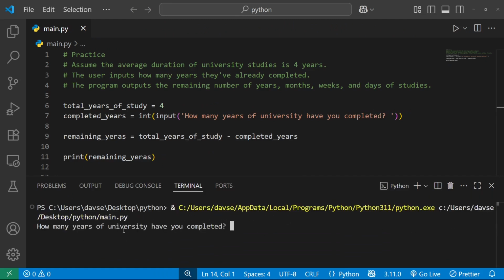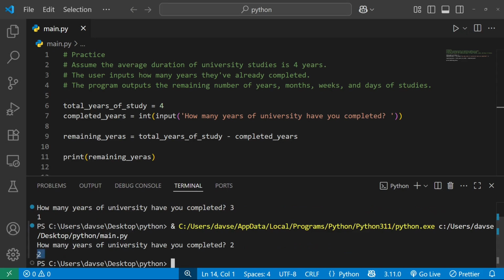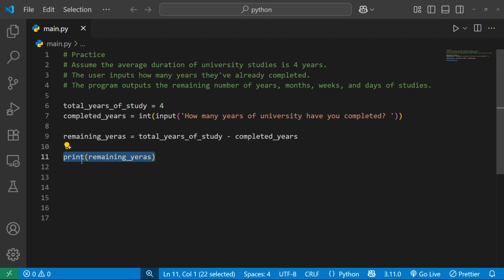Okay, how many years of university have you completed? I put here, for example, 3, so it means 1 year left. If I put 2, it means 2 years left. Okay, it works. So print was only for control.